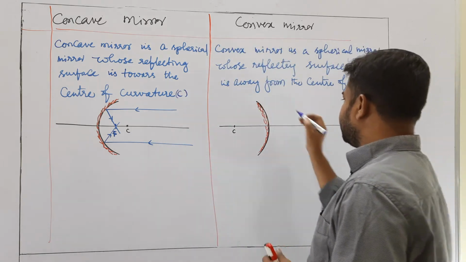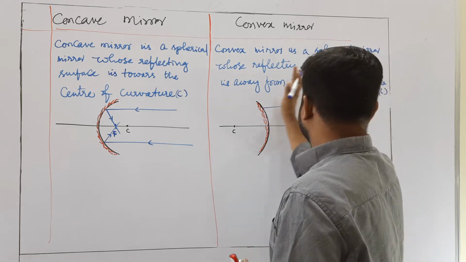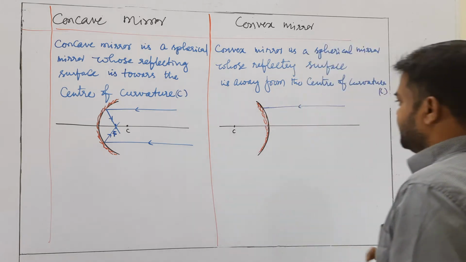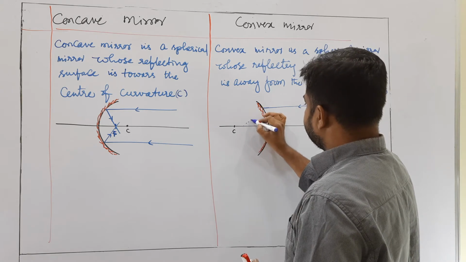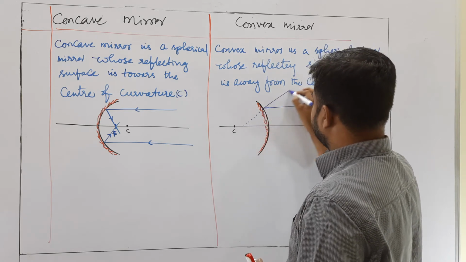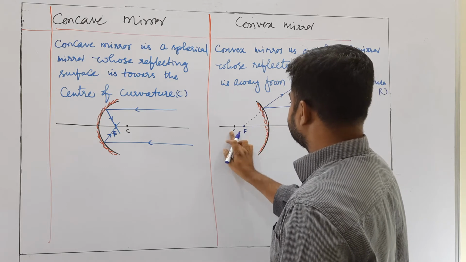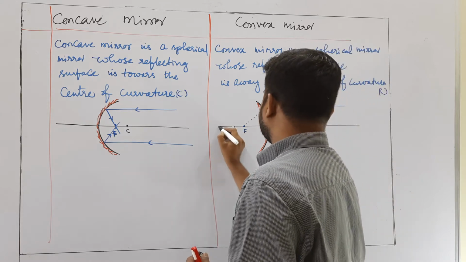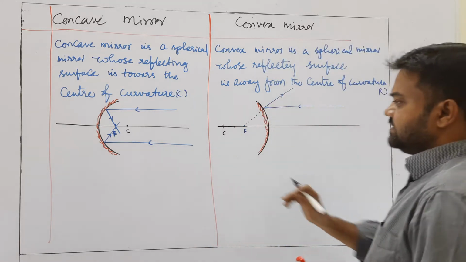Okay, suppose a light ray is traveling like this and is incident on this surface. What happens here? It appears to be coming from this point. This is what we have, focus, and this one is the center of curvature. Like this we can take.